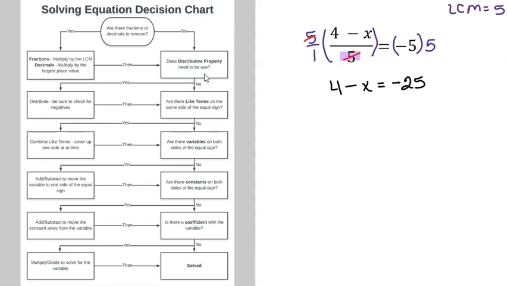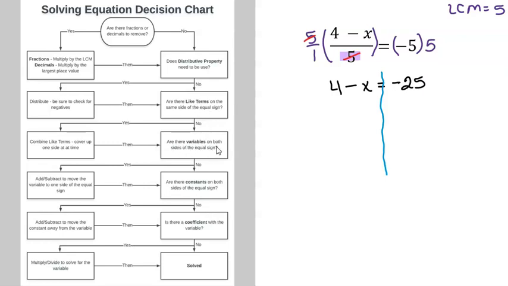Okay, so what do I need to do? Does the distributive property need to be used? Nope, no distributive property that I need to worry about there, so I can say no. Are there like terms on the same side of the equal sign? Let's draw that line so that we can see our two sides of the equal sign. Do I have like terms? Well, 4 is a constant, x is a variable, not like terms. Then on the other side, I just have a constant. So the answer is no, no like terms.